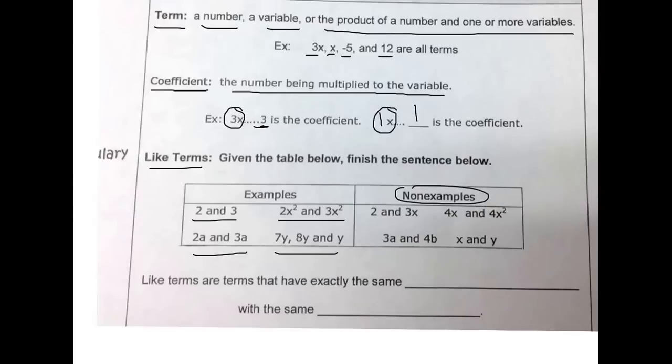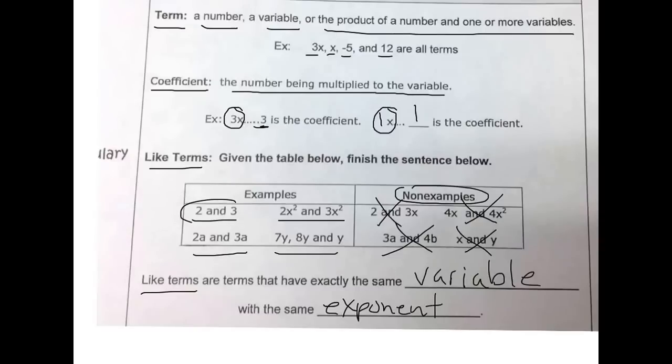Non-examples: 2x and 3x are not like terms. 4x and 4x squared are not like terms. 3a and 4b are not like terms. x and y are not like terms. To be like terms, they must have exactly the same variable with the same exponent.